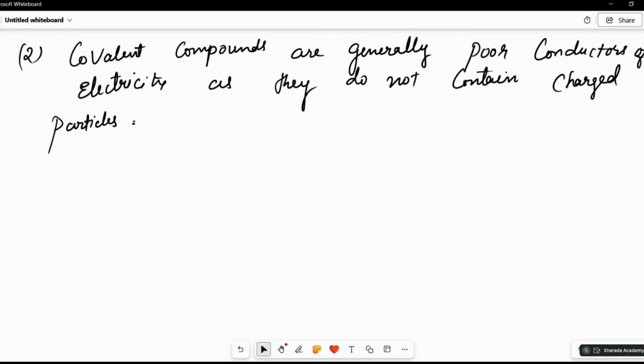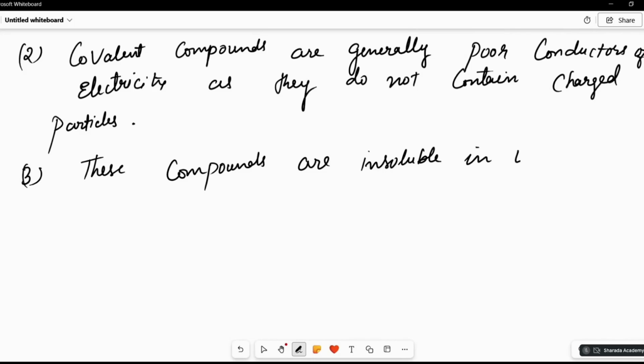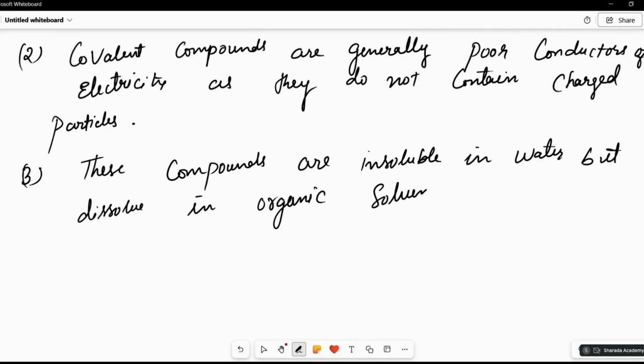Okay. Then, next. These compounds are insoluble in water but dissolve in organic solvents. They are volatile in nature.